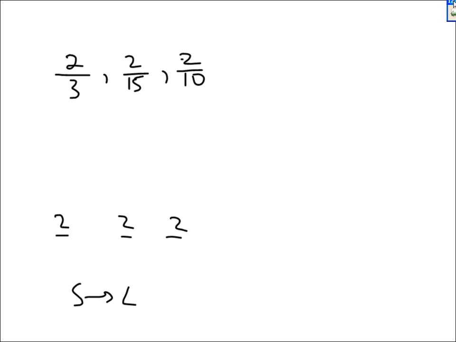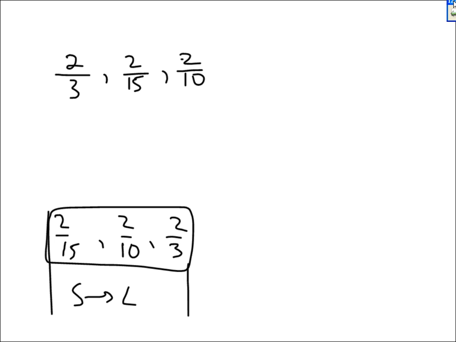You have 2 over 3 and 2 over 5 and 2 over 15 and 2 over 10. Well, to go smallest to largest, since the numerators are all the same, I told you to reverse the order for the bottoms. Write the largest to the smallest first. 15 is the largest, 10 is the next largest, 3 is the smallest. That's the ordering. And we're done. Or you can say the LCM is 30.